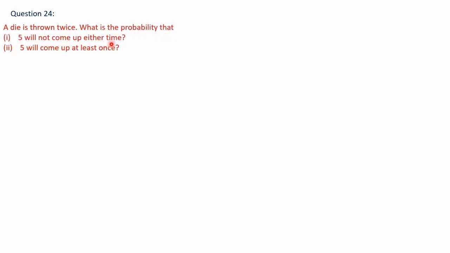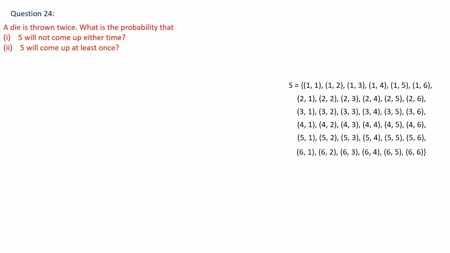Next we shall discuss question number 24. A die is thrown twice. What is the probability that 5 will not come up either time? Second question, 5 will come up at least once. Here a die is thrown twice. We have previously also done this question. When 2 dice are thrown at a time, the total number of outcomes or elements we get is from 1 1 to 6 6. We have explained this before.